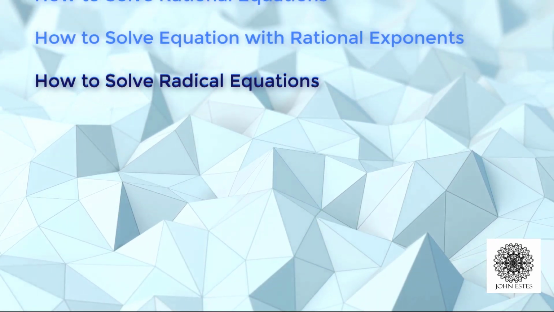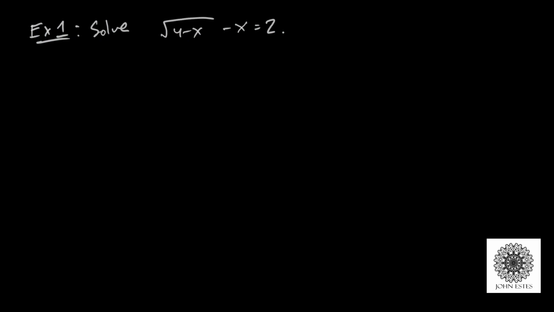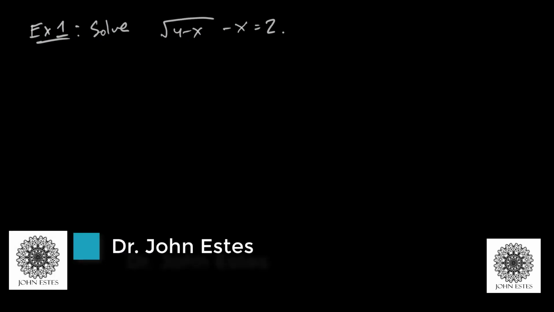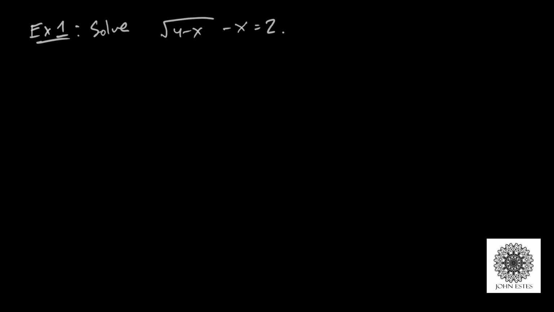Let's look at radical equations, and here's a great example of one. I want to solve the square root of 4 minus x equals 2. If you're asking yourself, what is a radical equation? Well, a radical equation is an equation that involves radicals: square roots, cube roots, fourth roots, etc.